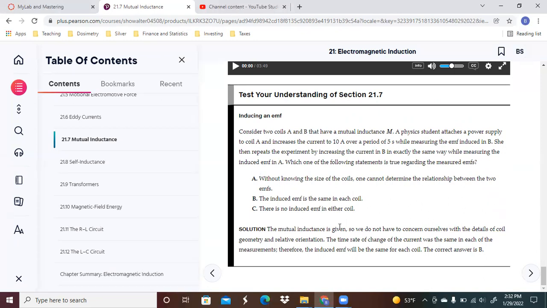The mutual inductance is given, so we do not have to concern ourselves with the details of coil geometry and relative orientation. The time rate of change of the current was the same in each of the measurements, therefore the induced EMF will be the same for each coil.